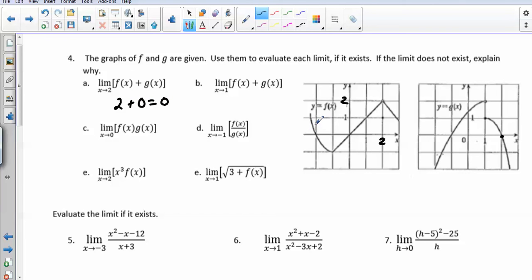The next one, the limit as x approaches 1 of f of x is 1. And the limit as x approaches 1 on g of x is also 1. Oops, it's not 1. Because as you approach 1 from the left, you have a different value from 1 from the right. So this limit at 1 does not exist. So if you have 1 plus does not exist, that total is just does not exist. Oops, and I'm going to go back to a now because 2 plus 0 obviously equals 2.